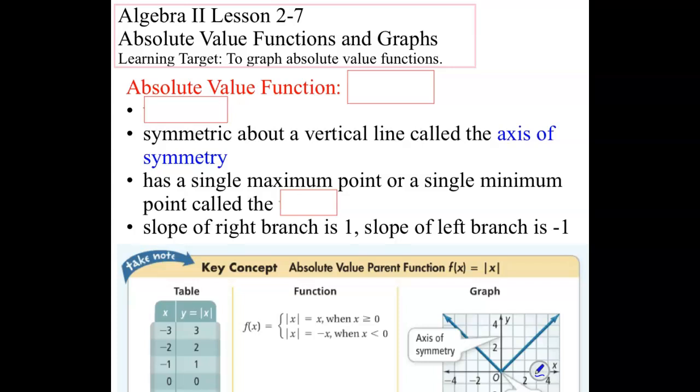Welcome back. Today we are going to look at section 2.7. We are dealing with absolute value functions and graphs. And our target today is to be able to graph absolute value functions.